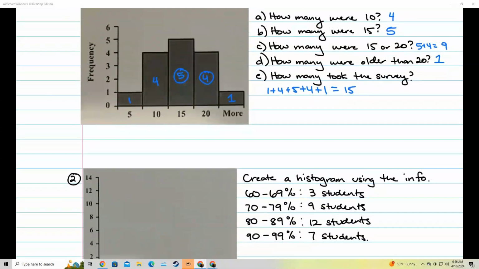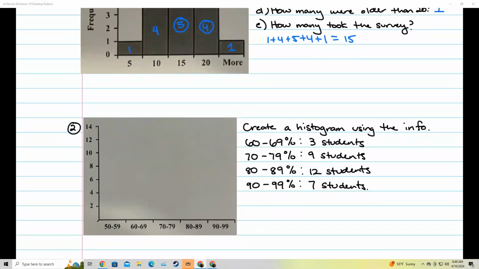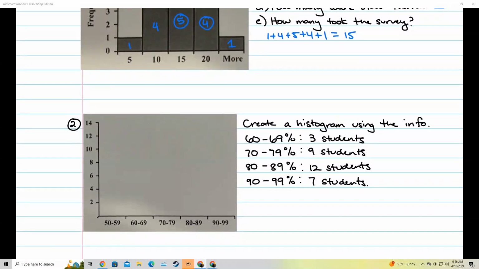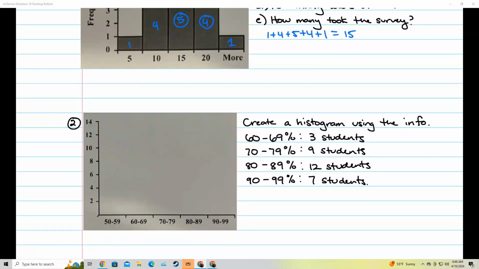Let's take a look at the second histogram. It says create a histogram using the info. I guess these are like test scores for students. It says between 60 and 69%, there were 3 students that scored that high.